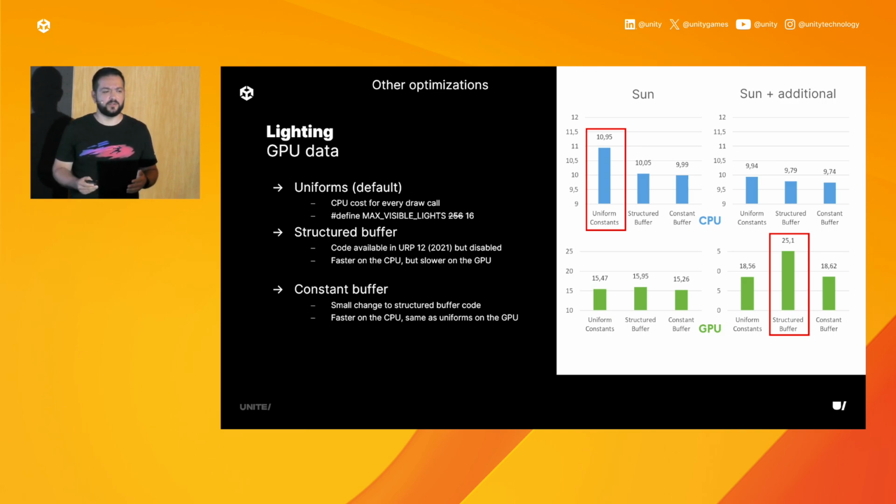But then we discovered that URP had existing code to use structured buffers instead of uniforms. Using structured buffers saved an additional 0.6 milliseconds on the CPU. But there's a drawback: the GPU was now slower. So we modified this existing code so as to use constant buffers instead of structured buffers, so as to force scalar reads on the GPU. This allowed us to have the same CPU speed improvement as with structured buffers, but without the negative impact on the GPU.